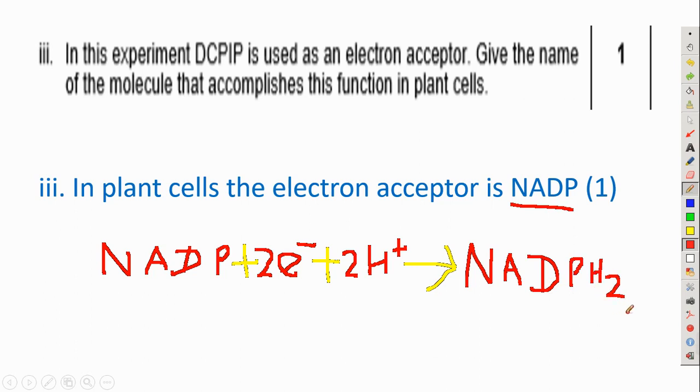Okay, so in plants there is an electron acceptor, it's called NADP, and you've got a similar pattern: NADP plus 2 electrons plus 2 protons will give NADPH2. Same thing, I'll let you write down the answer, and we're going to move on to the last one.